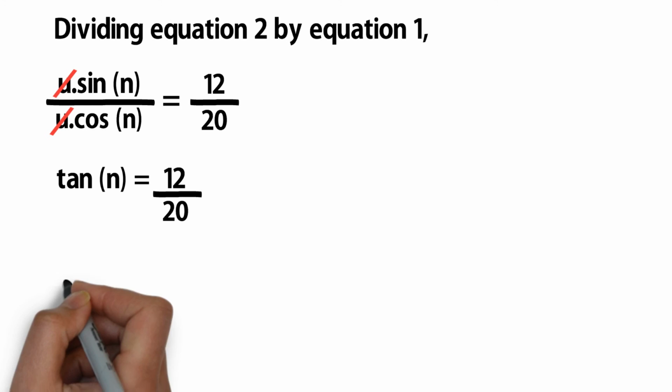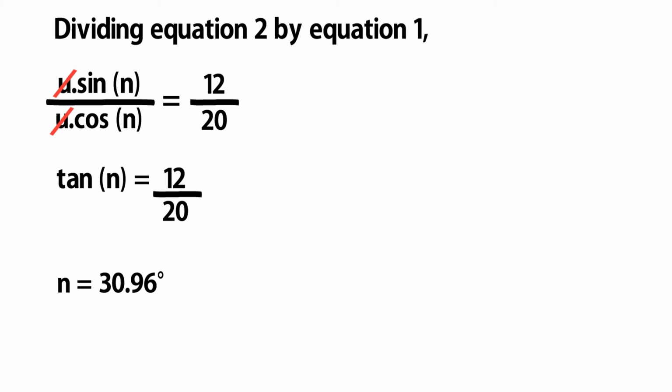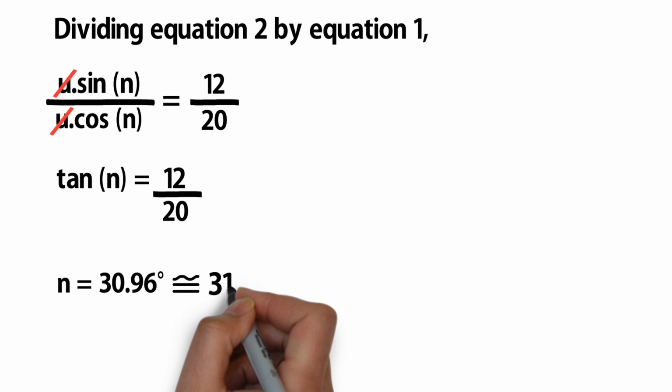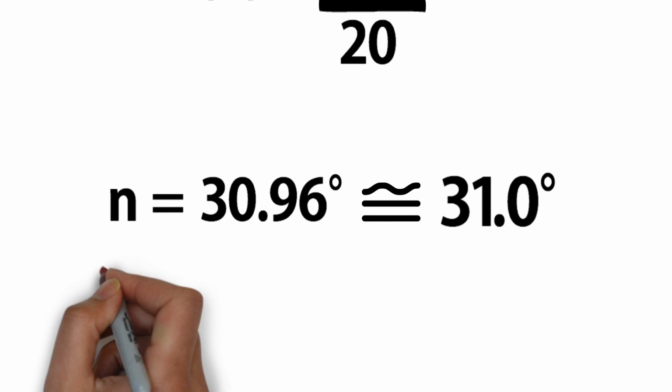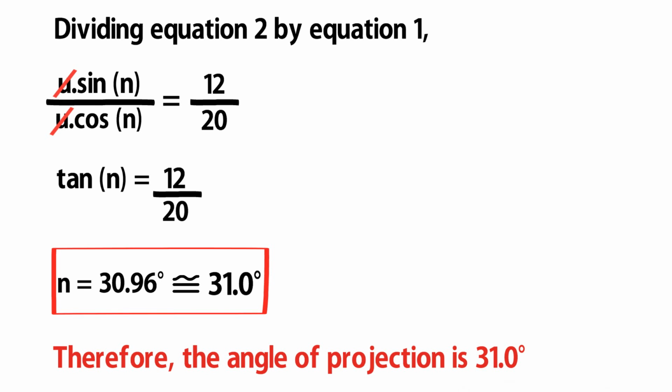Using your calculator, we can get n or theta as 30.96. Remember to give it to 1 decimal place, which leaves us with an answer of 31 degrees. Therefore, the angle of projection is 31 degrees.